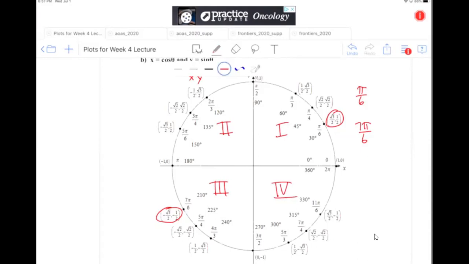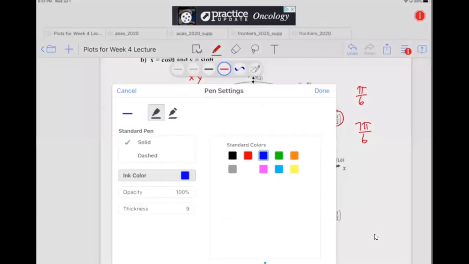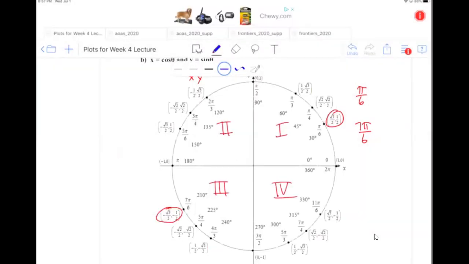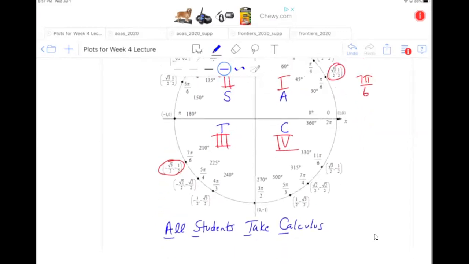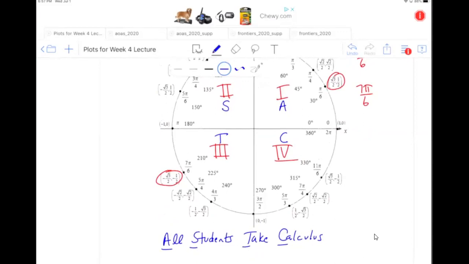Now, I'm also going to point out one more thing here before we get to this group work and break. There are 4 letters associated with these quadrants, A, S, T, and C, and some people remember it as all students take calculus. A, S, T, C. All students take calculus. There it is. It wasn't on the screen. Sorry.